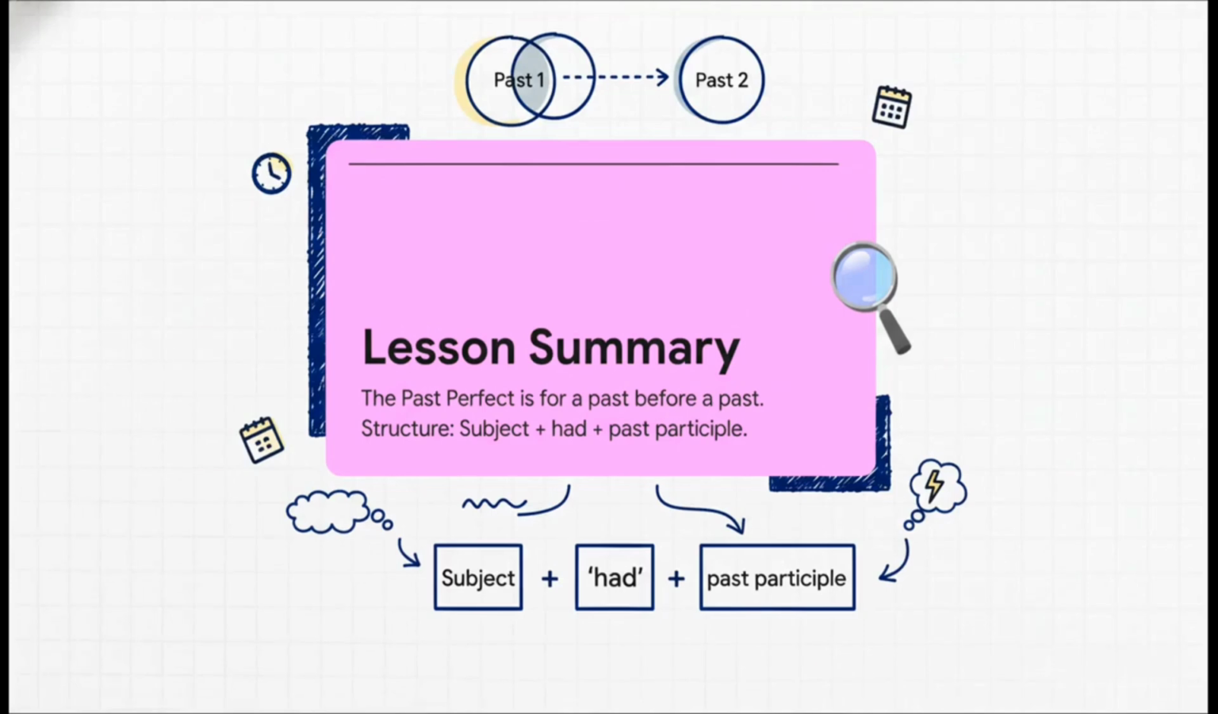So, let's do a quick summary. What's the big takeaway? The past perfect is your secret weapon for talking about something in the past that happened before something else in the past. And the formula? Couldn't be easier. Subject plus had plus the past participle. You've just added a really precise tool to your storytelling toolkit.